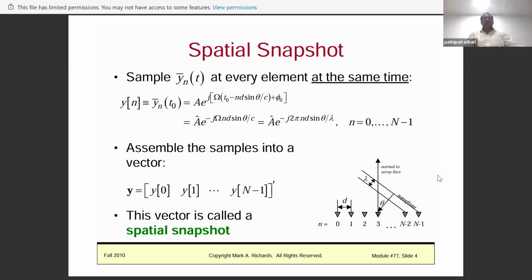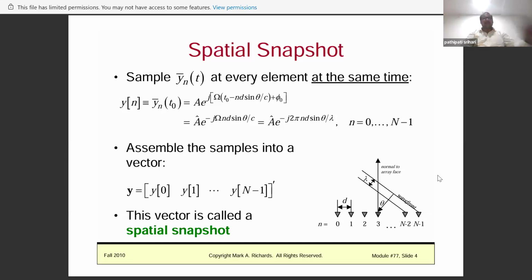The sample yn dash of t at every element at the same time is known as a spatial snapshot, that is represented using this equation. A e power j omega into t is replaced by t naught, and upon algebraic simplification of this, a hat is introduced, where a hat is A e power j omega t naught plus phi naught, and then e power minus j omega nd sine theta by c. So n is equal to 0 to n minus 1.